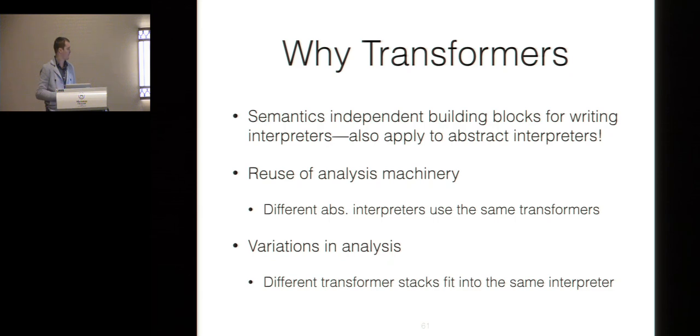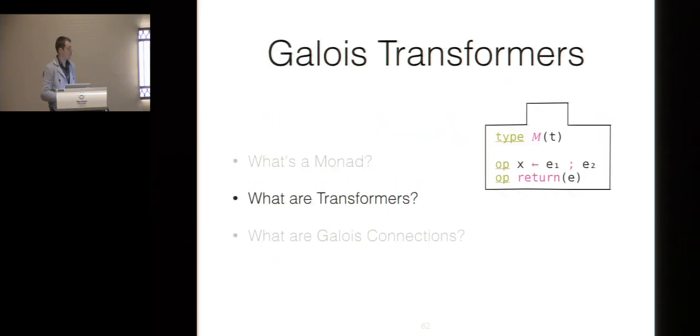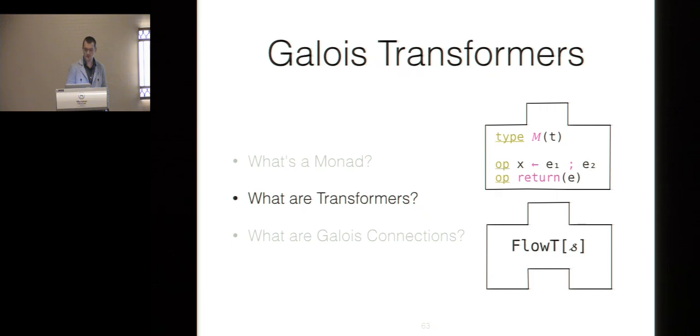And the reason why I think they're useful is they allow you to reuse the analysis machinery. Different abstract interpreters use these same three monad transformers. So you get reuse across different analyzers. And then even for a single analyzer, you get variations in the analysis by changing the order and the types of monads in the stack. So those are Galois transformers. They're these pluggable components that you use to build monads.